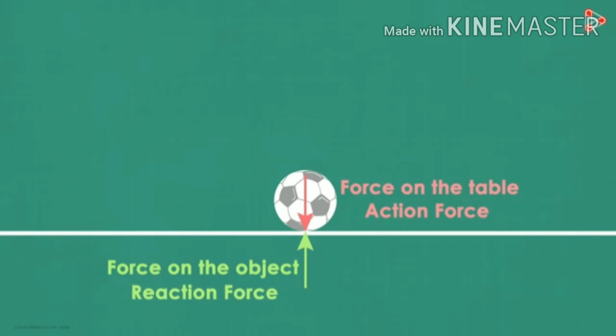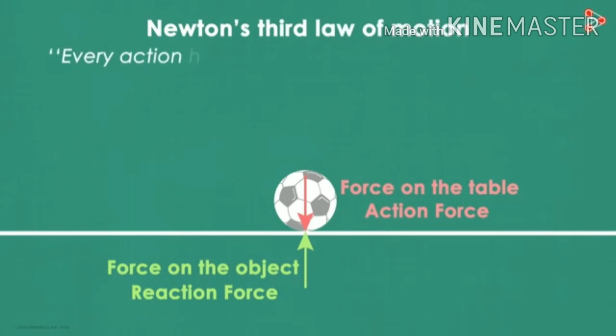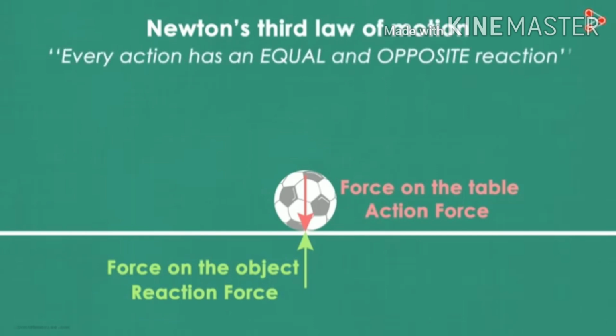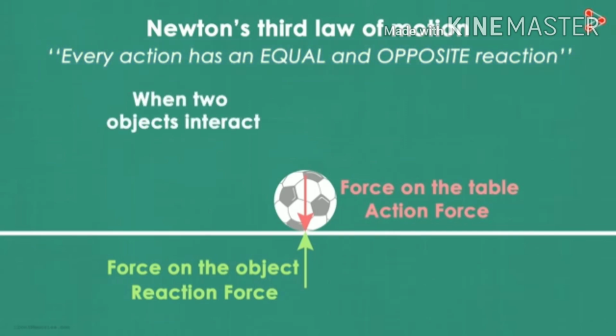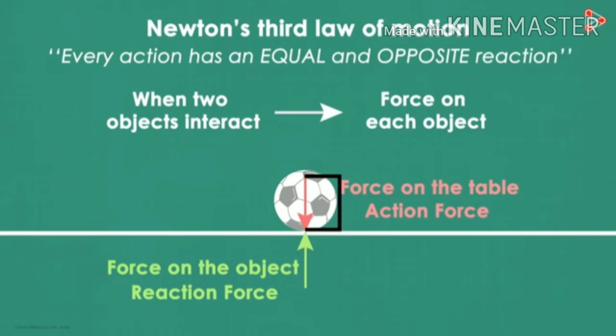What we saw here is nothing but a display of Newton's third law of motion. Every action has an equal and opposite reaction. That's how simple the third law is. Every action has an equal and opposite reaction. It means that when two objects interact, there is a force on each object. The magnitude of force on the first object equals the magnitude of force on the second one. And what about the direction? The direction of force on the first object is opposite to the direction of force on the second one.